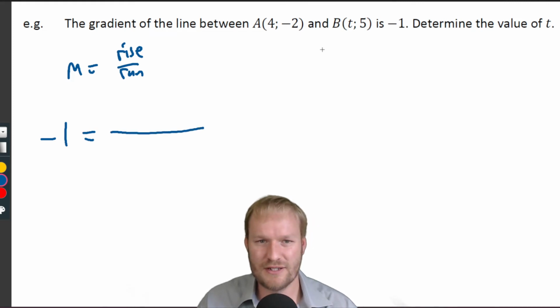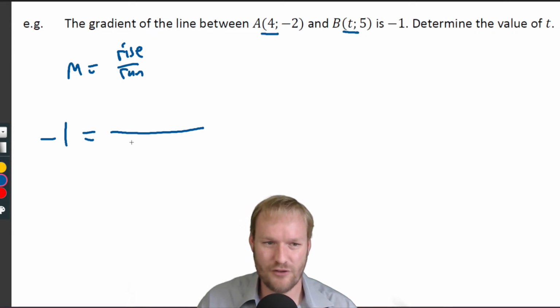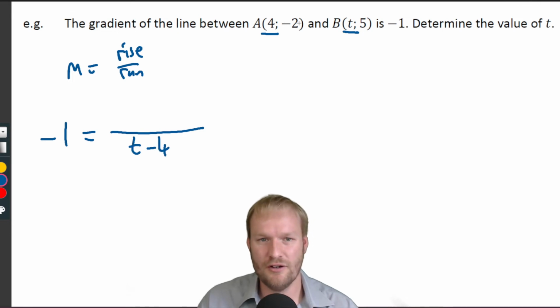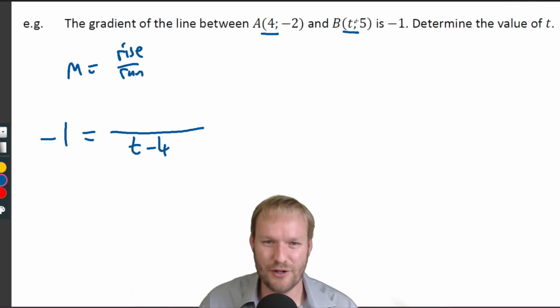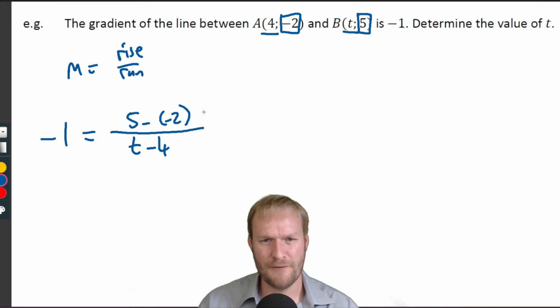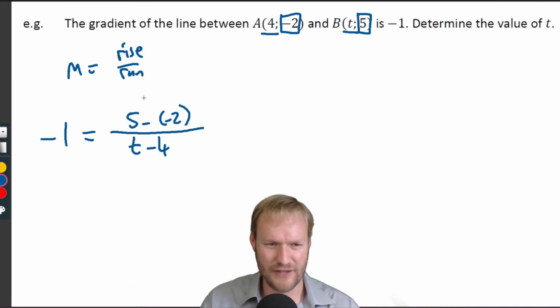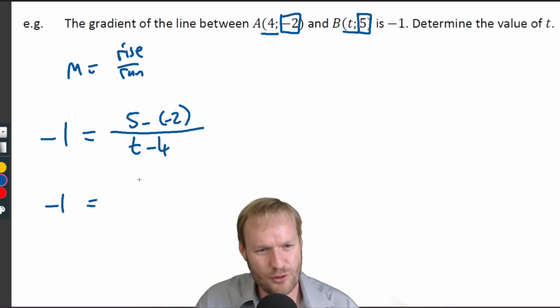Now, I always like to start with my x values, as I said. I also think it will be easier if we go t minus 4 rather than 4 minus t. Just feels easier to work with, but of course it doesn't matter. If that's the case, then on the numerator, we must go 5 minus minus 2. So we are consistent. 5 minus minus 2.